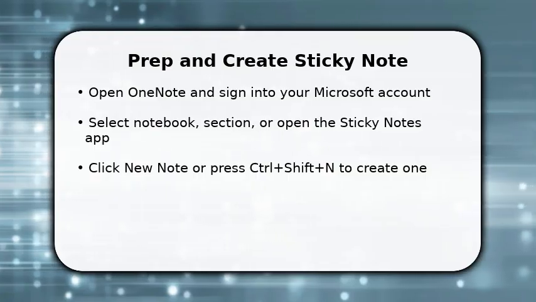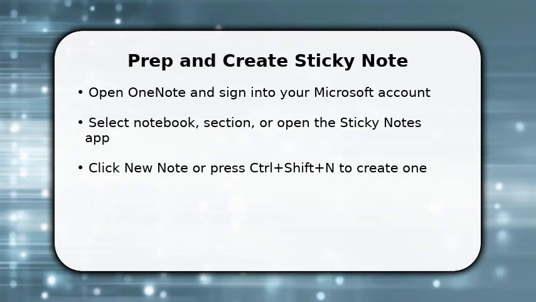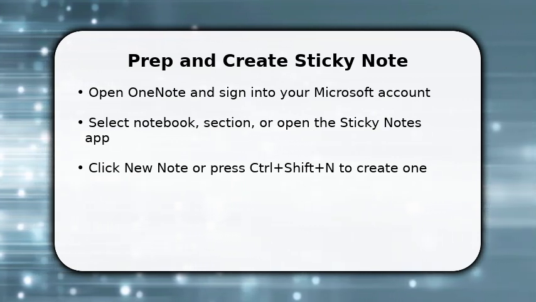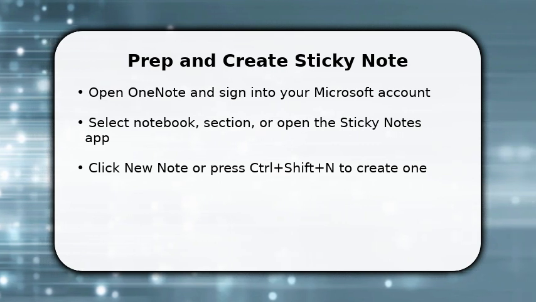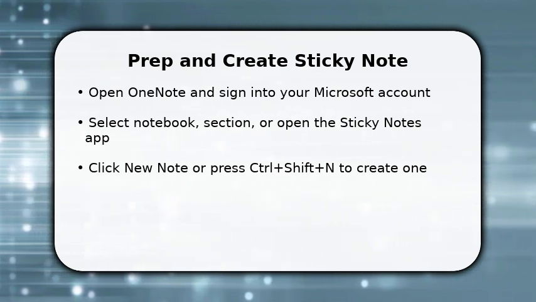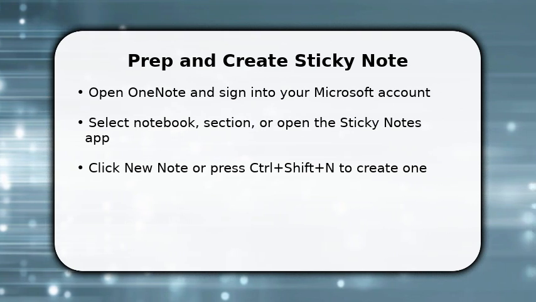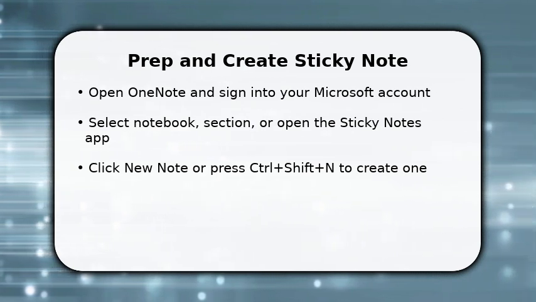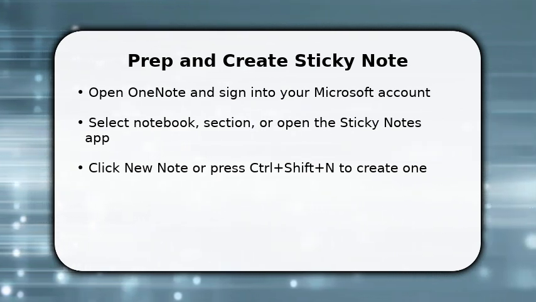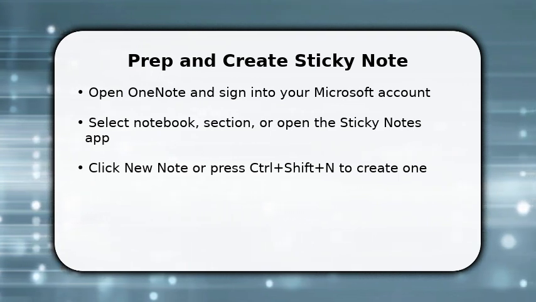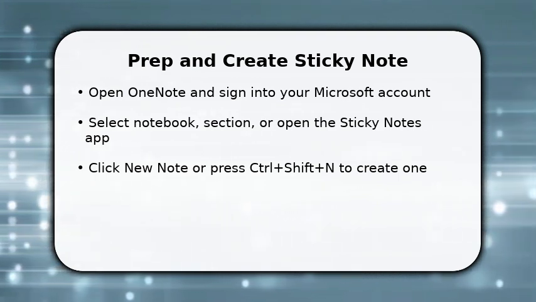You'll start by opening OneNote or the Sticky Notes app. Sign in if prompted so notes sync. Next, choose the notebook or section where you want context, because placement affects retrieval. Click New Note or press Ctrl+Shift+N to create a sticky note instantly. Type a concise title or keyword at the top to make searching easier.